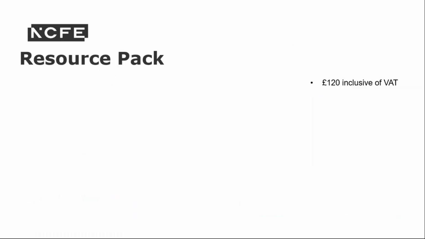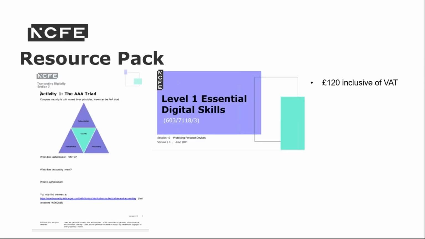Now, the third option would be a resource pack that does not have the learner workbook included. So this pack costs £120 inclusive of VAT. So the pack contains the 23 PowerPoints, worksheets, and where relevant, any spreadsheets and images to support in classroom delivery. Again, you are free to change the order of the PowerPoints to suit your learners' requirements.